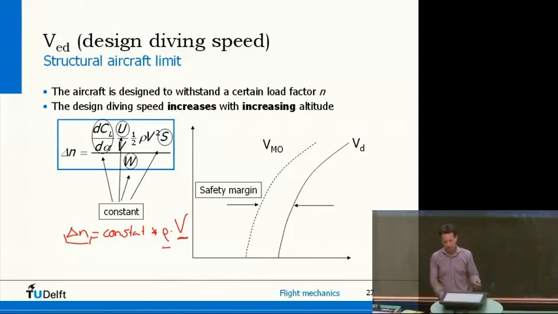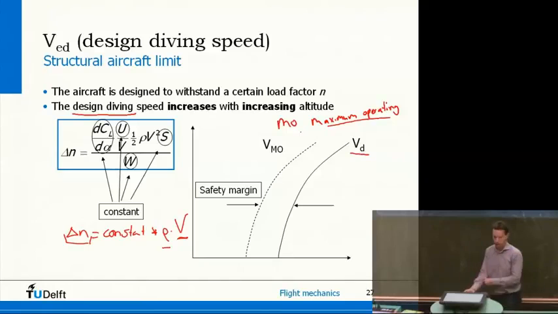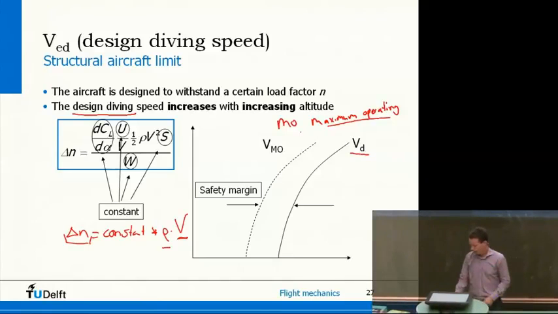But then VMO, MO stands for maximum operating speed. So there's a slight difference between the two speeds. And that's just for safety. So there is apparently a maximum speed which you cannot exceed due to the fact that there will be upward gusts of wind.